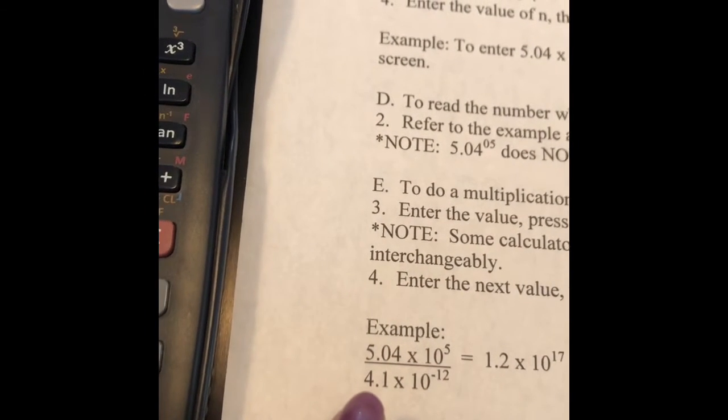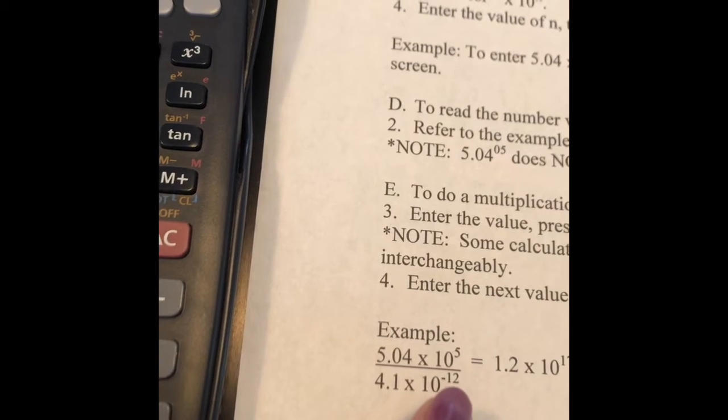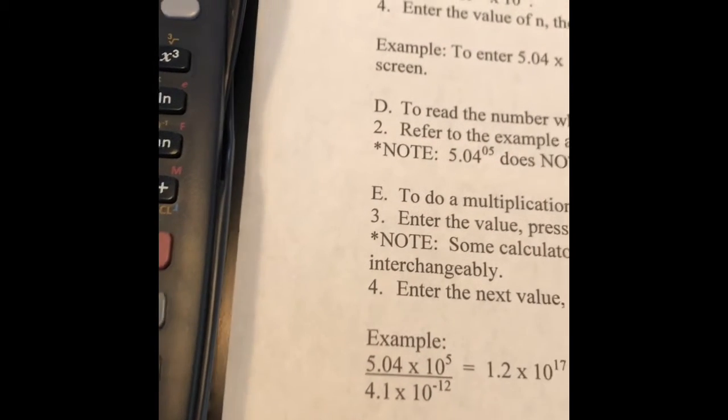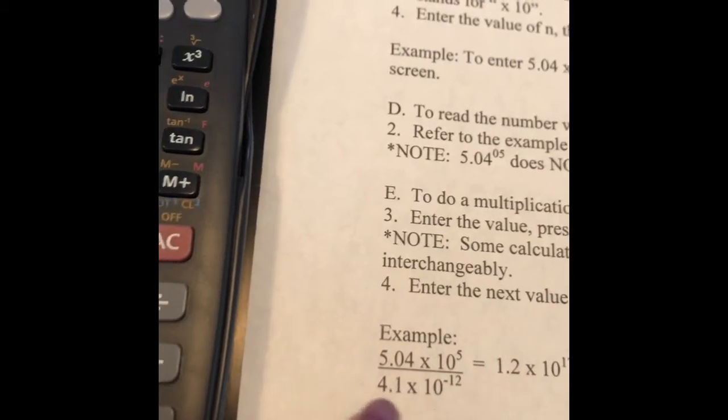And the bottom one is the decimal is moved 12 places to the left. So it's a really small number. It's not 4 different numbers. Okay, so this is how we do it.